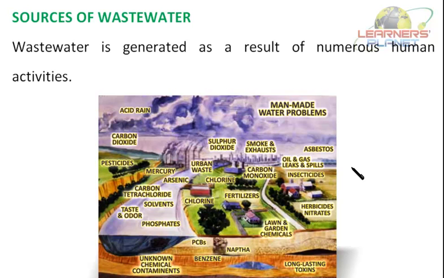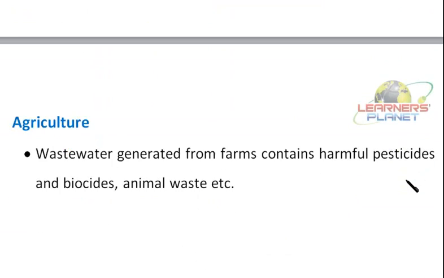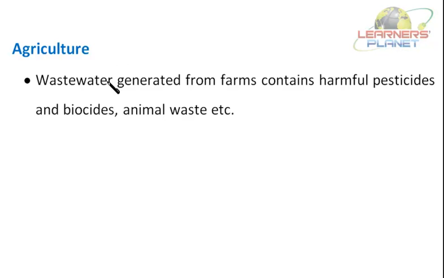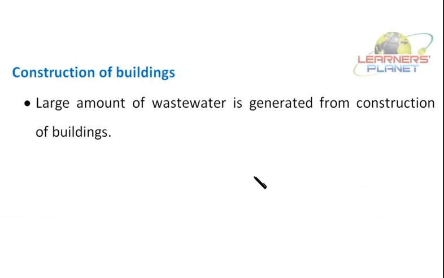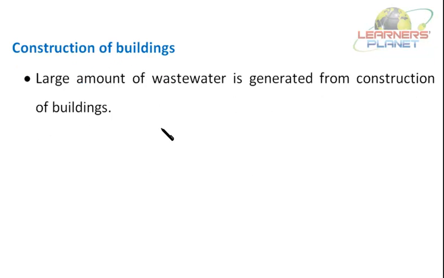And water gets polluted. So students, basically from agriculture, wastewater generated from farms contains harmful pesticides, biocides, animal waste, etc. So these are all adding pollution to the wastewater. Then construction of buildings, a large amount of wastewater is generated from construction of buildings too, right?